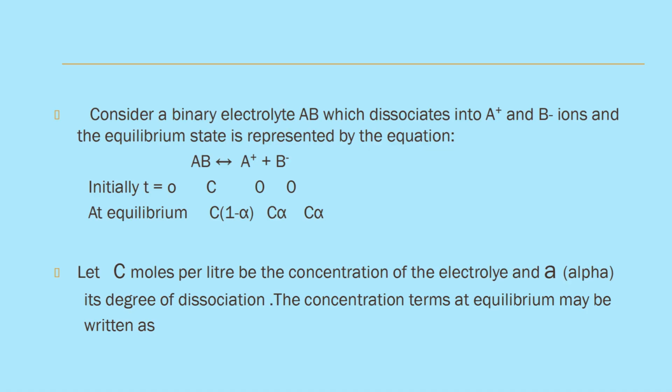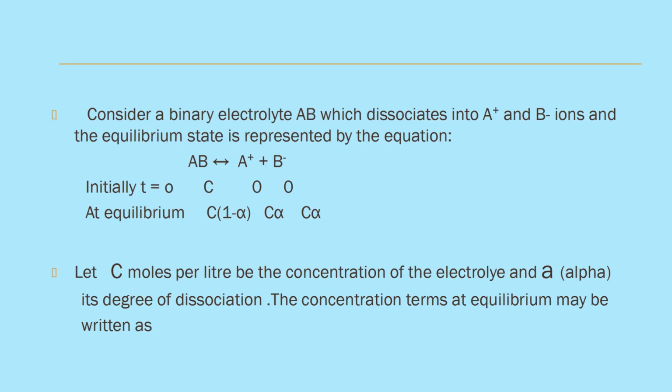Now let's look at the concentrations. Initially, at time t equals 0, we have C moles per liter of AB and 0 for both ions. But at equilibrium, the amount of undissociated AB becomes C times (1 minus alpha). Meanwhile, the concentration of A⁺ ions becomes C times alpha, and the concentration of B⁻ ions is also C times alpha. So let C moles per liter be the total concentration of the electrolyte, and let alpha be its degree of dissociation. These are the concentration terms we work with at equilibrium.